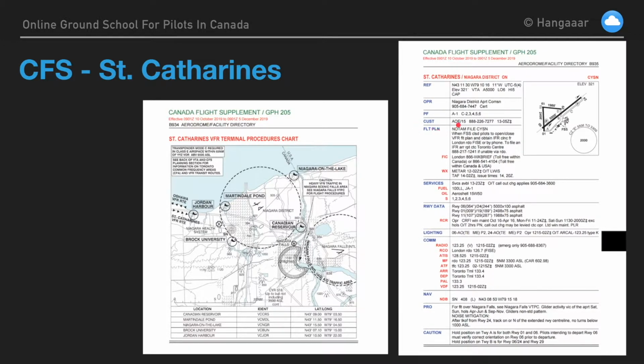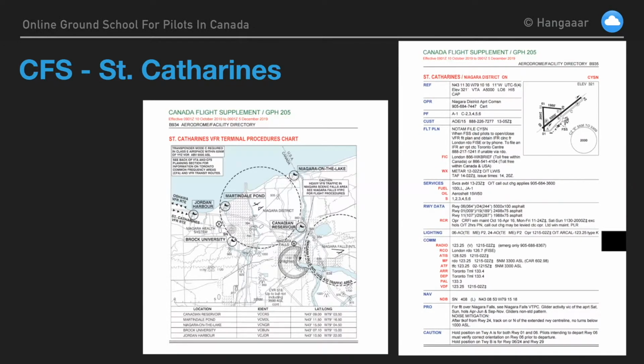Customs tells you that it's an airport of entry for up to 15 people, and there's the ubiquitous customs number, and this is the hours of operation in Zulu time that customs is available. And that funny double cross thing just means that they apply daylight savings time. All the flight planning information.